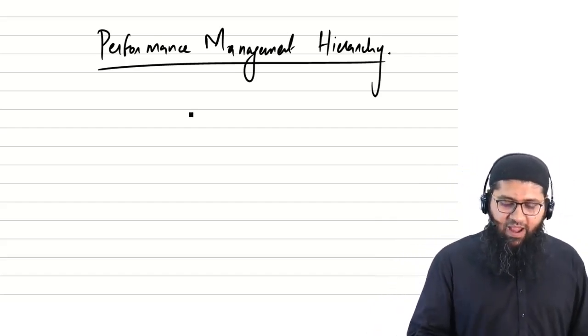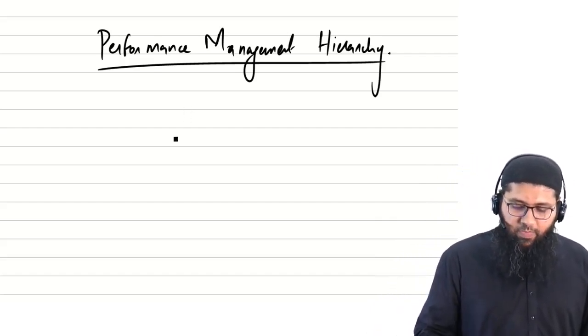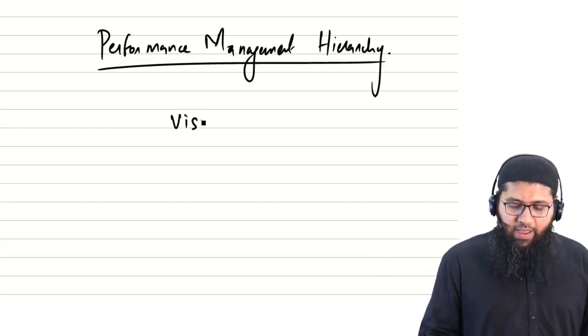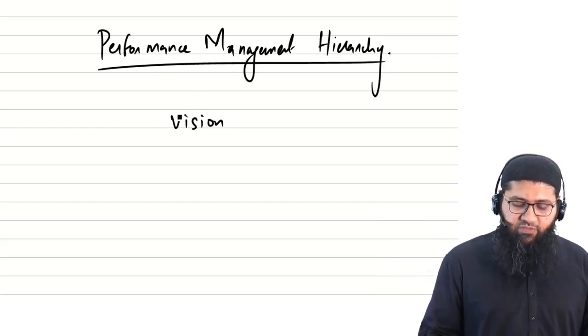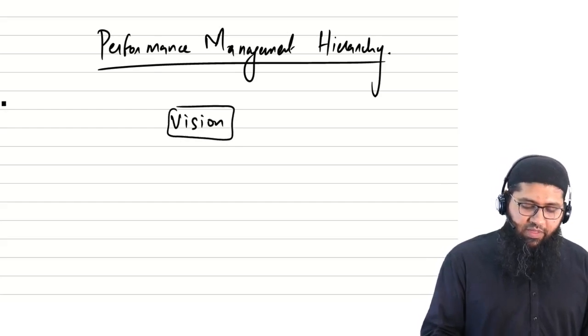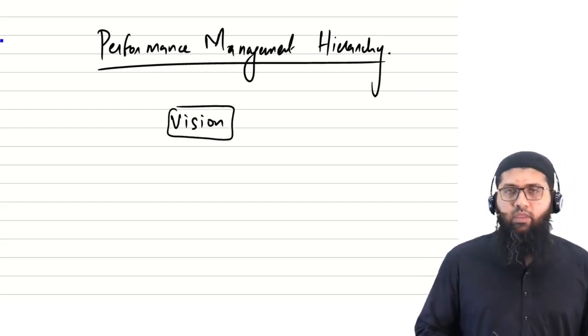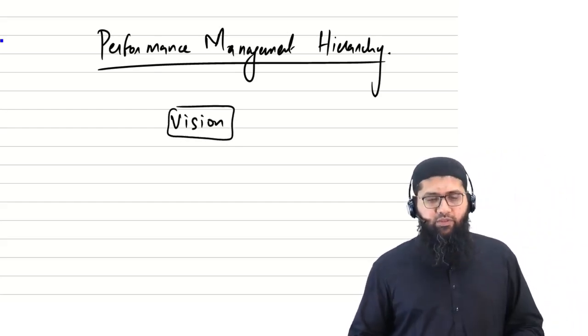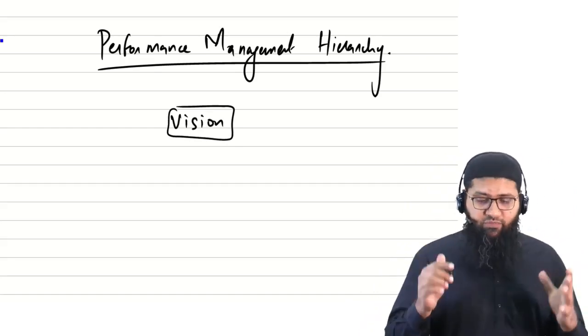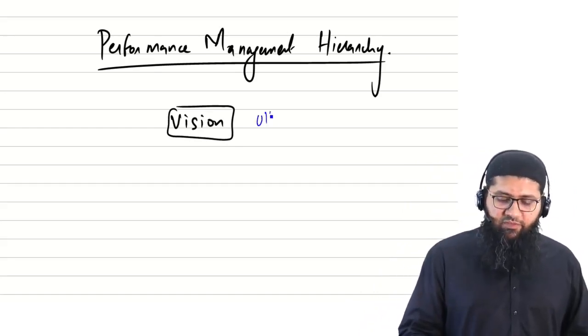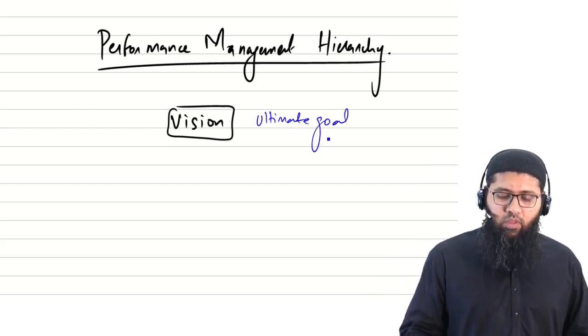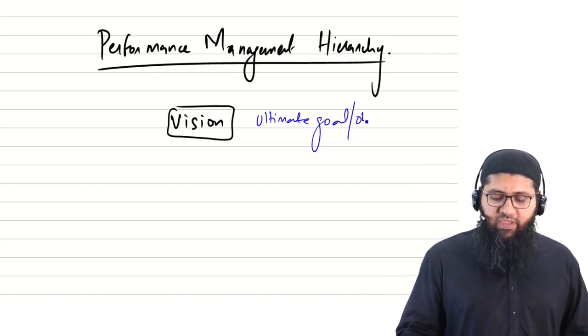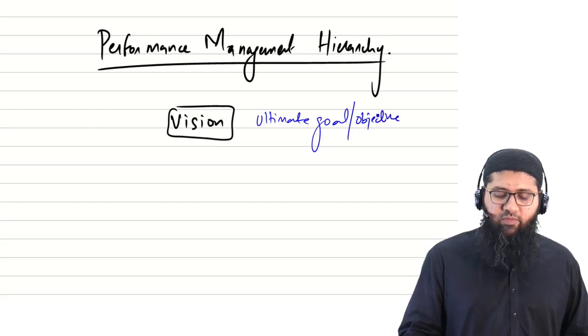So what happens is that any organization which is formed, there's a vision for that organization. And what is the vision for the organization? The vision is the ultimate goal. The vision is the ultimate objective. The vision tells you the reason for existence.